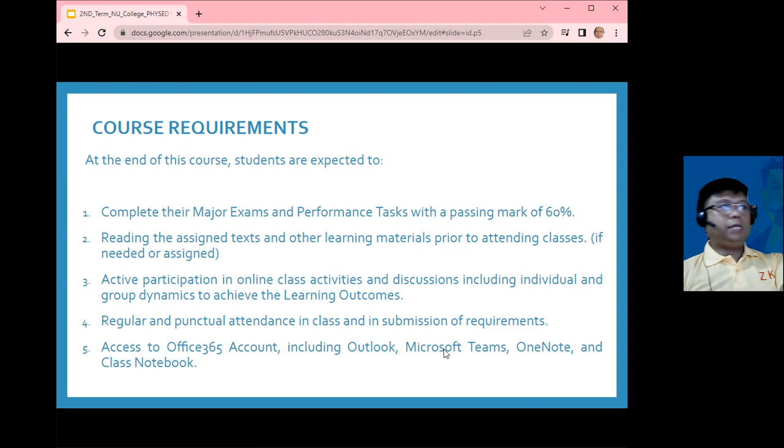As for course requirements, at the end of this course you are expected to complete all of your major exams, most of them performance tasks, with a passing mark of 60%. You should read the assigned texts and other learning materials prior to attending your classes, if there are any. You should participate in online class activities and discussions, including individual and group dynamics, for achieving your learning outcomes. You should have regular and punctual attendance in class, and submission of requirements, which I am very, very strict about. You should also have access to your 365 account, your Outlook, your Teams, your OneNote, and your class notebook, particularly your assignments.